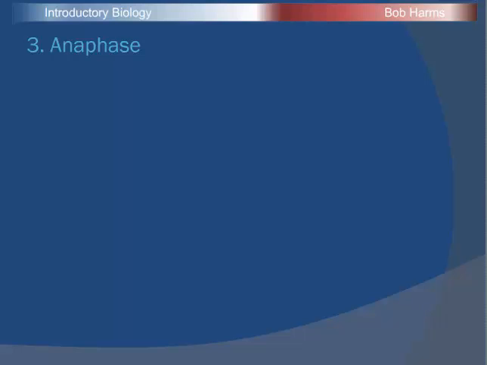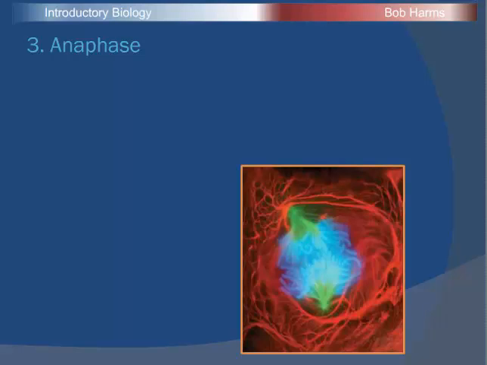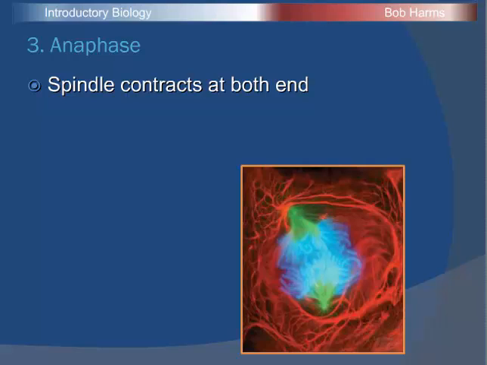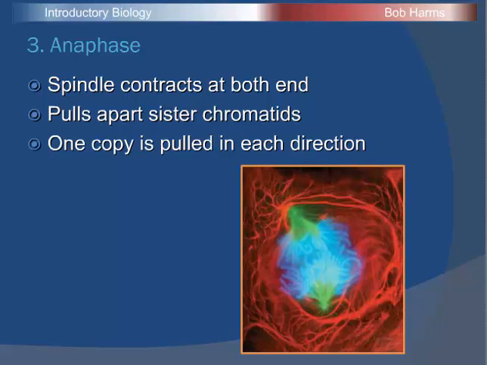The cell then is going to enter anaphase. During anaphase, what we're going to see is the spindle is going to contract. That at each end, those microtubules are going to get shorter, and that's going to pull apart those sister chromatids, such that as the spindle continues to contract and get shorter and shorter, one copy of each piece of DNA is going to get pulled in one direction, the other copy of each piece of DNA is going to get pulled in the opposite direction.